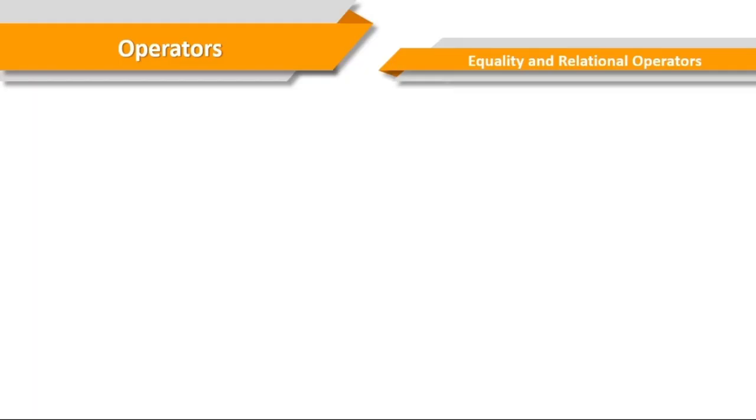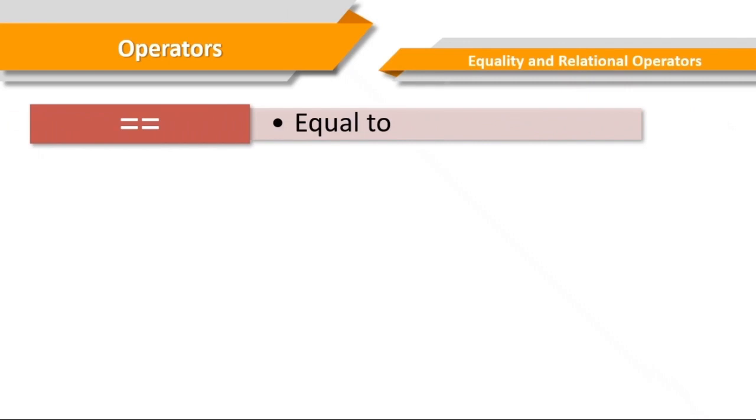Hello, my friends. So in this lesson, we're going to talk about the equality and relational operators. The equality and relational operators determine if one operand is greater than, less than, equal to, or not equal to another operand, right? So let's have a look at how they work. Equal equal. This operator checks to see if the values of two operands are equal or not. If yes, then the condition becomes true.